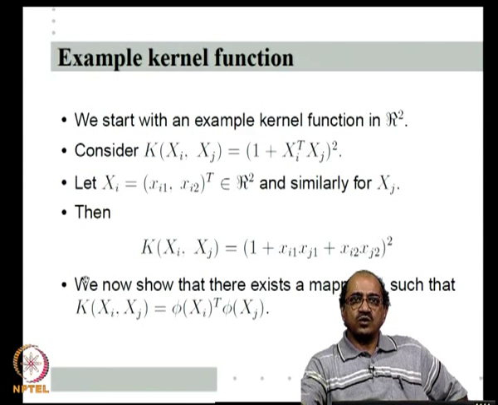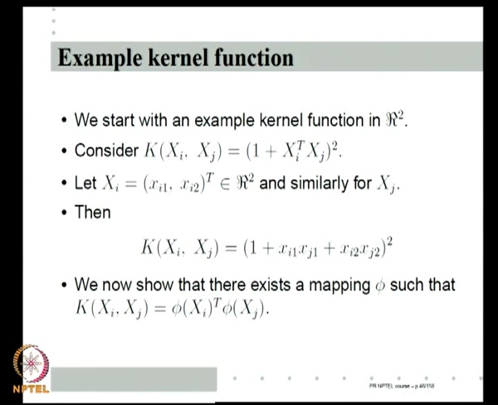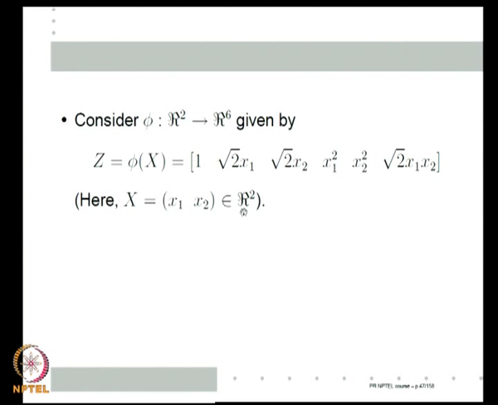We are now going to show that there exists a map phi such that k(xi, xj) is phi(xi) transpose phi(xj), and that this map is such that a linear classifier in the phi(x) domain is actually a quadratic classifier in the x domain. As earlier, let us choose phi from R2 to R6 given by 1, root 2 x1, root 2 x2, x1 square, x2 square, root 2 x1 x2.